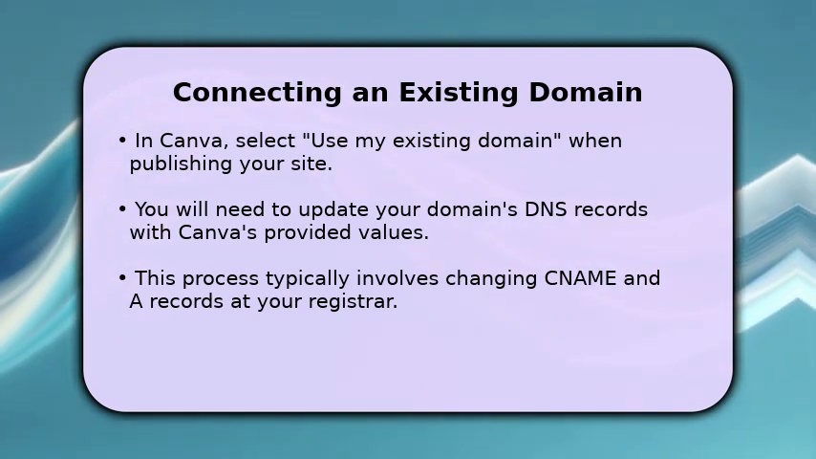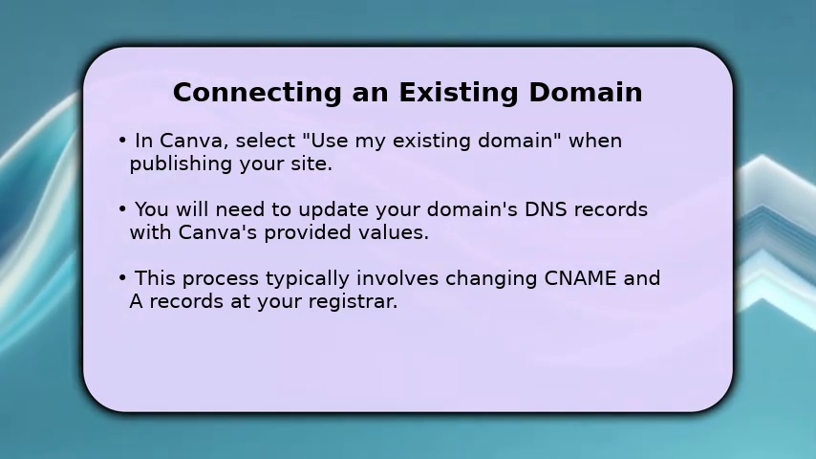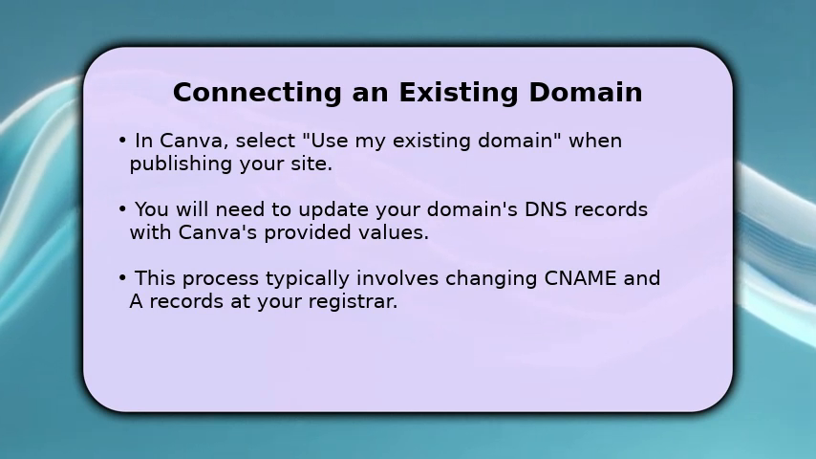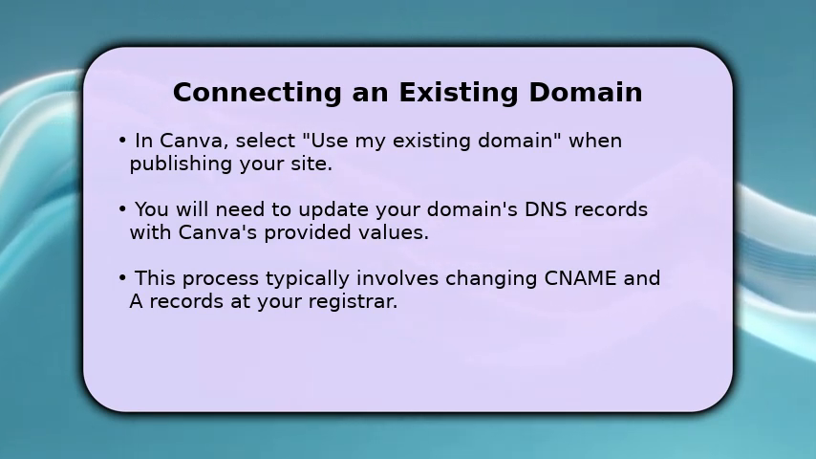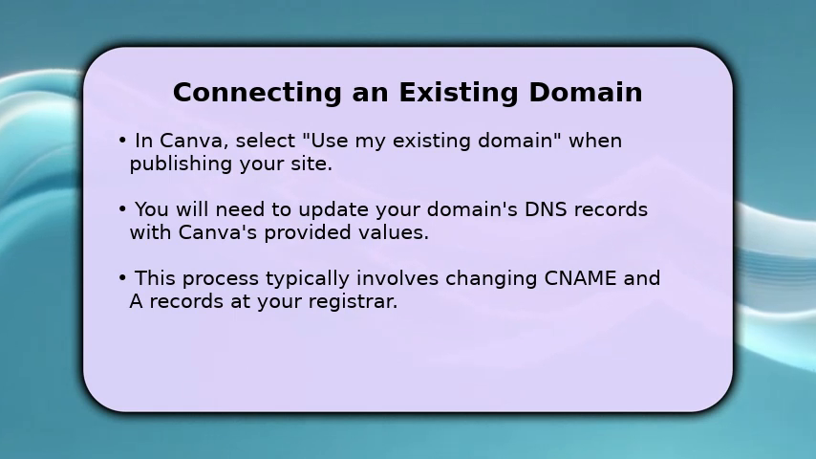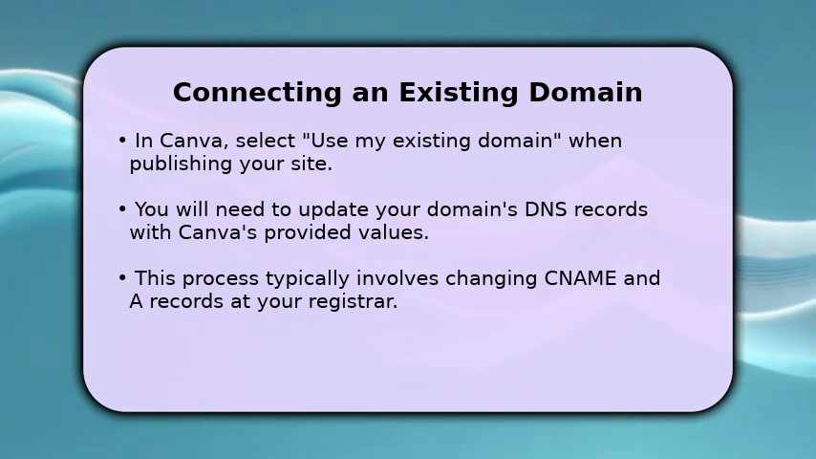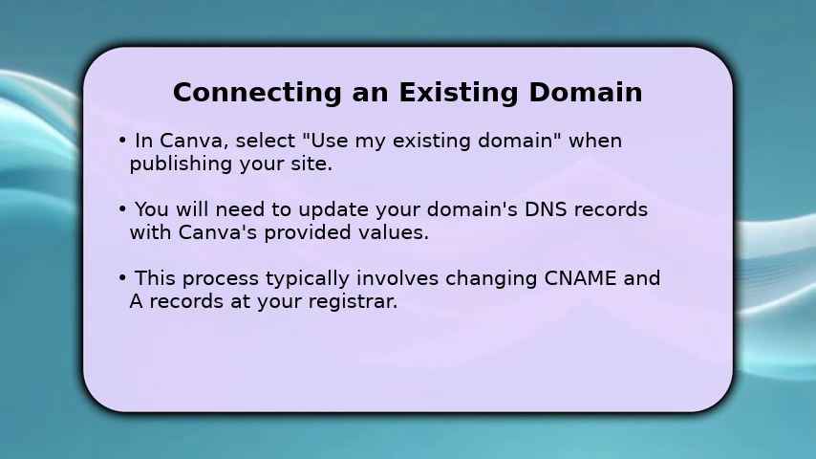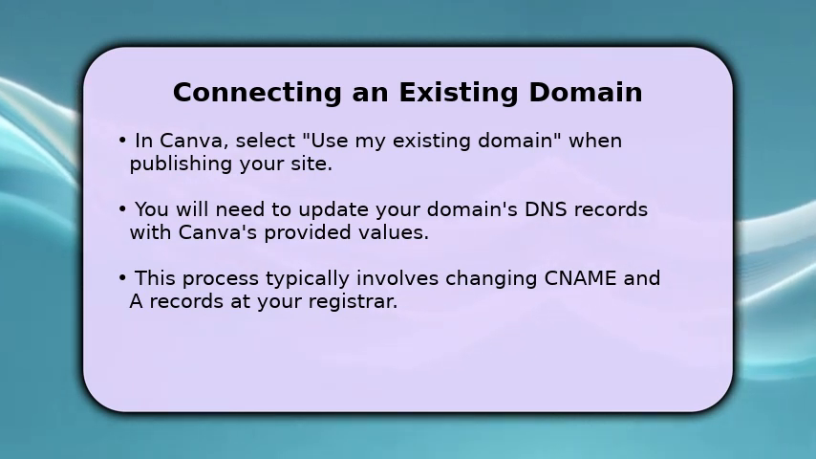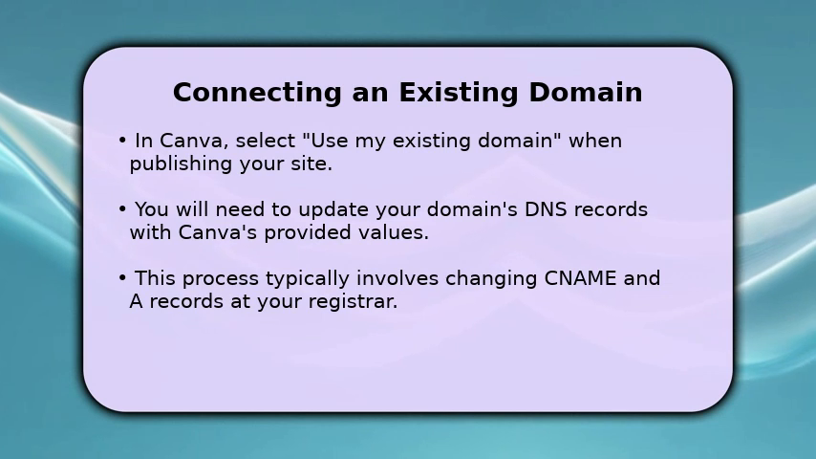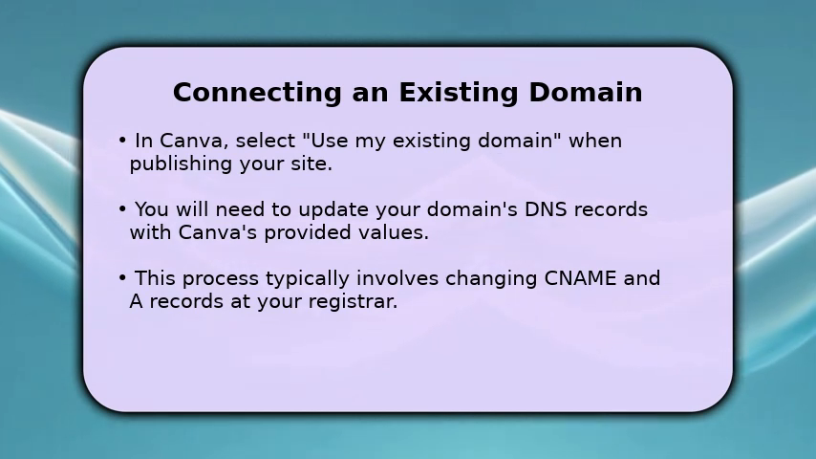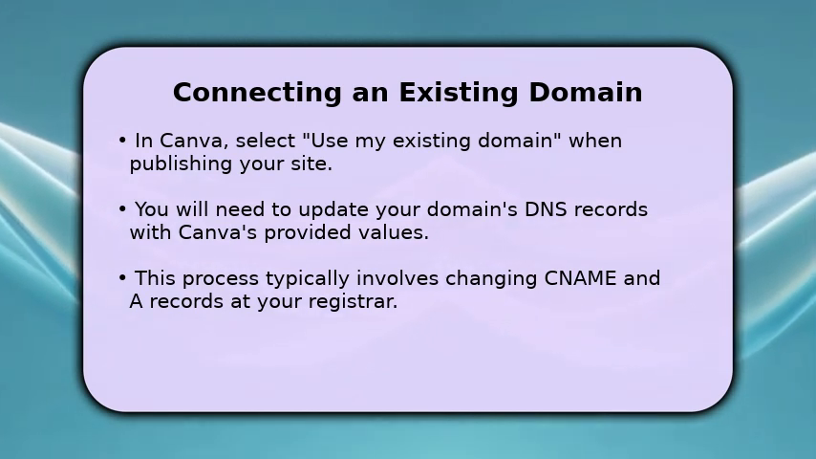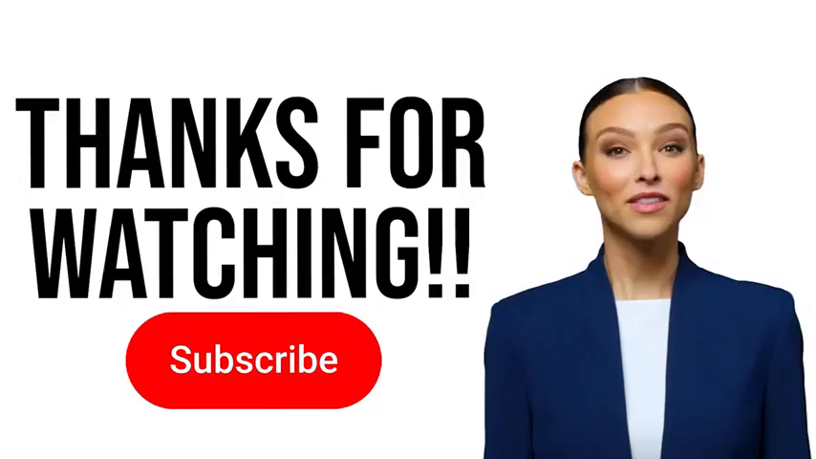If you already possess a domain name, connecting it to your Canva website is also straightforward. When you go to publish your site, select the Use My Existing Domain option. Canva will then provide you with specific DNS records, including CNAME and A records, that you will need to update at your current domain registrar. This step tells your domain where to find your Canva website. Allow up to 24 hours for these changes to fully propagate across the internet.